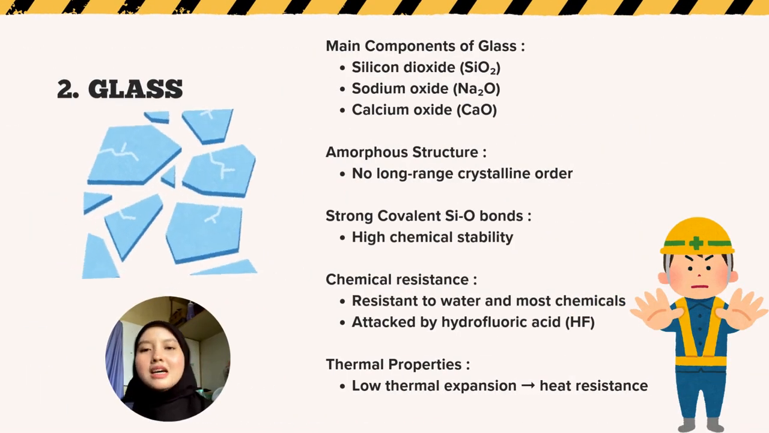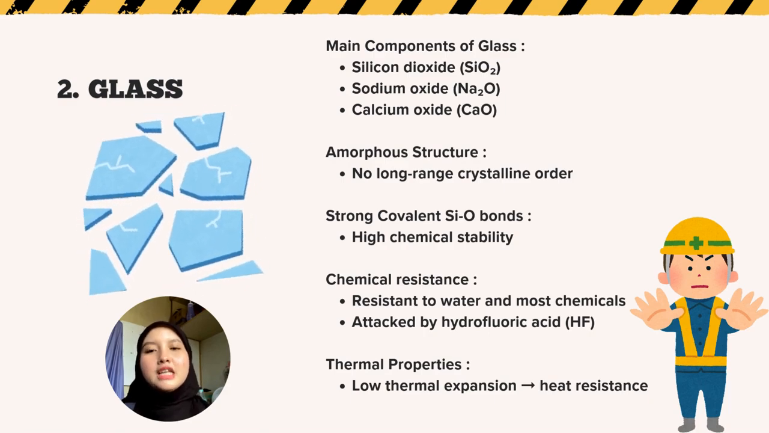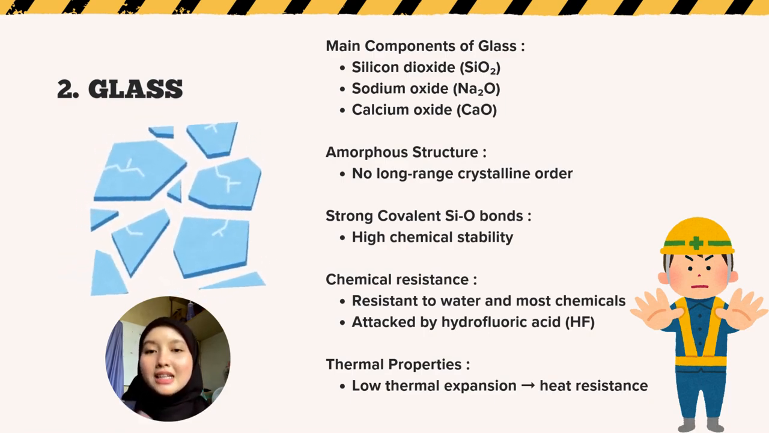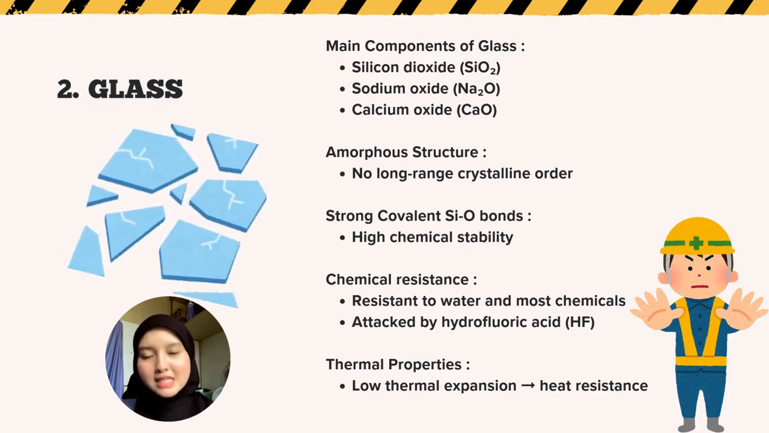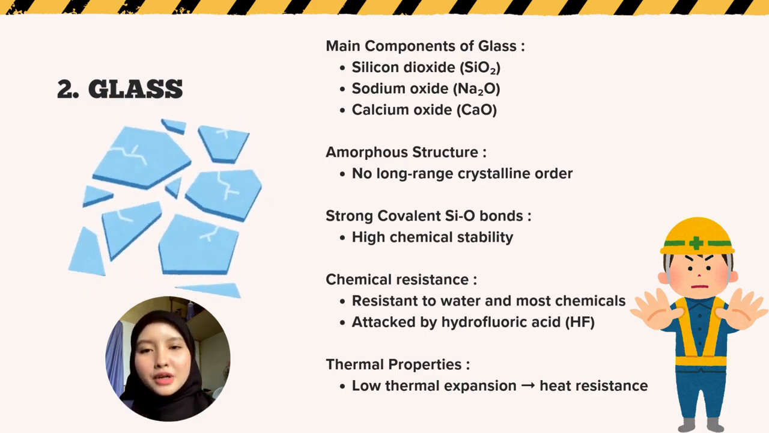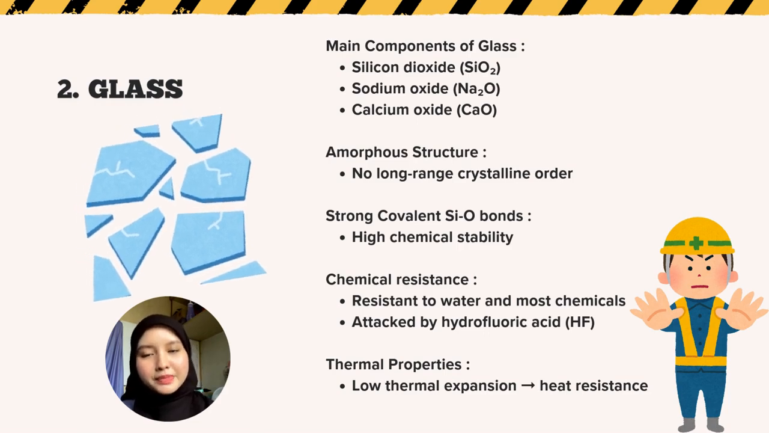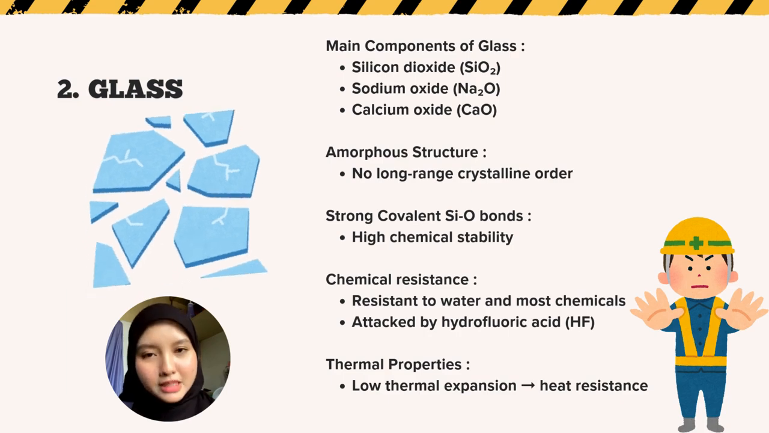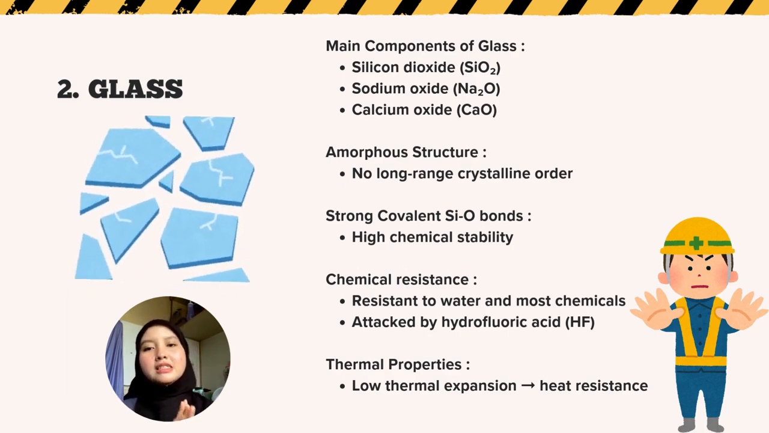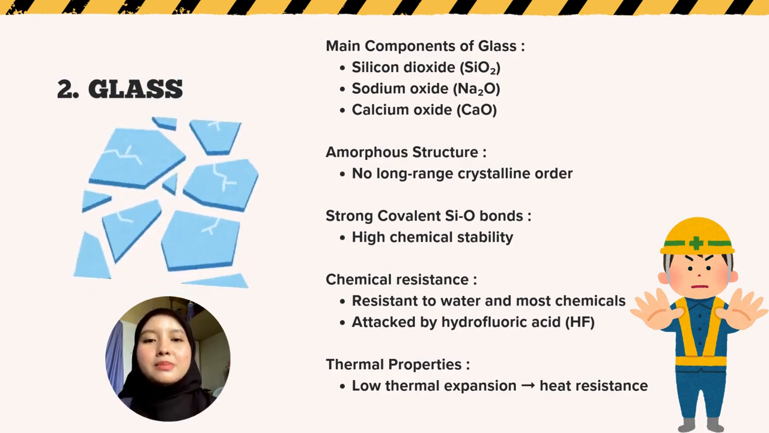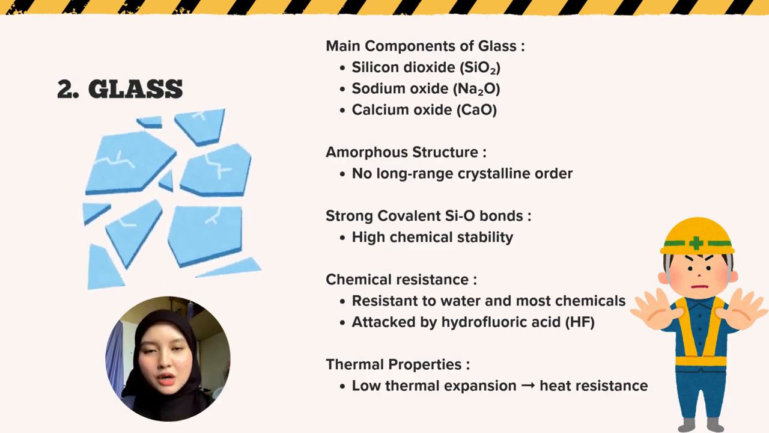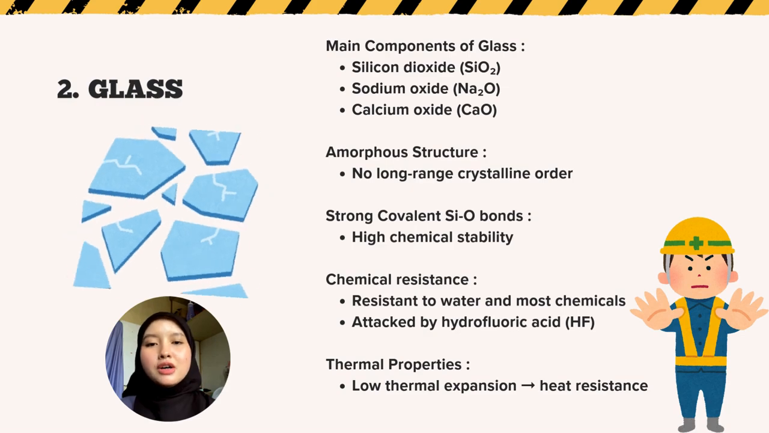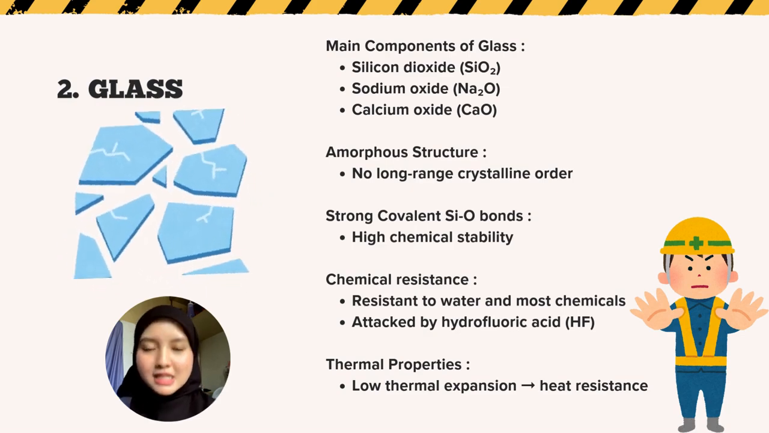Secondly, glass. Glass is mainly made of silicon dioxide, forming a strong covalent network structure. Unlike crystals, glass is amorphous, meaning its atoms are not arranged in a regular pattern. The strong silicon-oxygen bonds make glass chemically stable and resistant to most chemicals. However, glass can be attacked by hydrofluoric acid, which breaks the Si-O bonds. Its chemical structure also gives glass good thermal resistance.